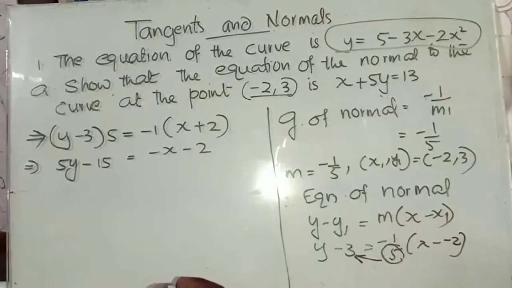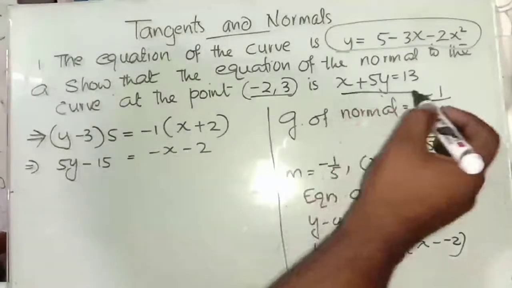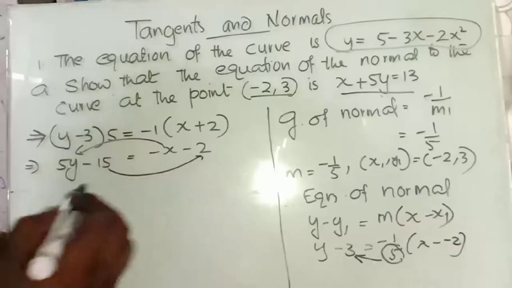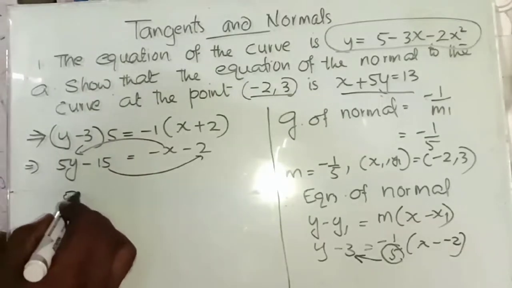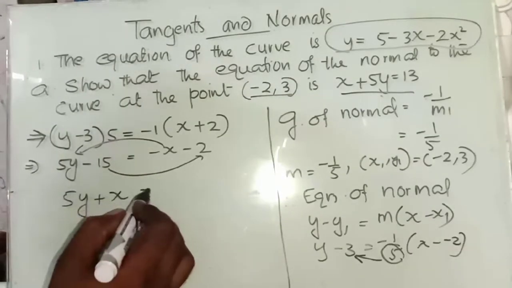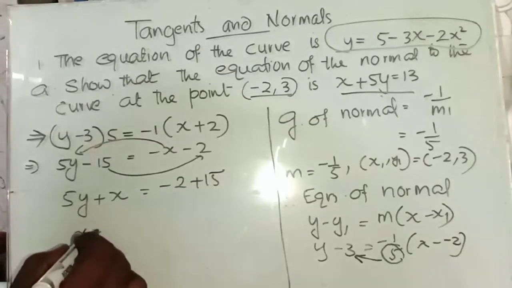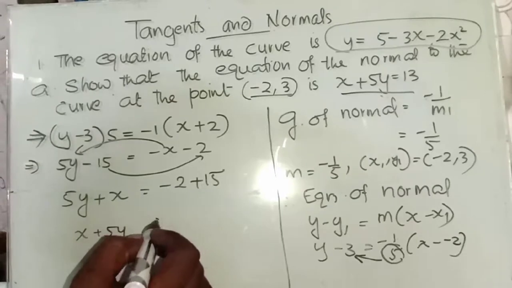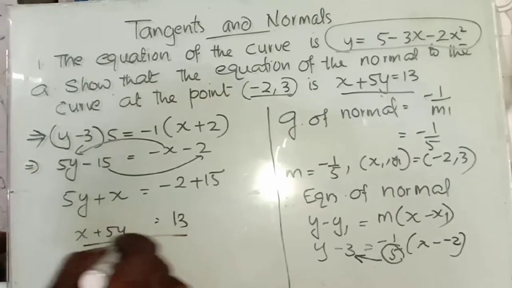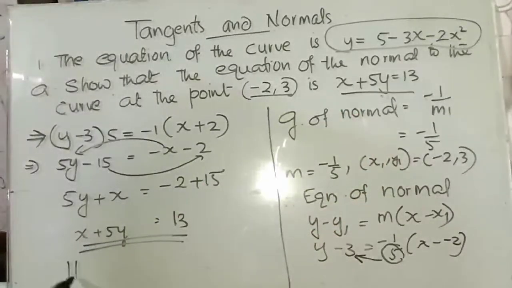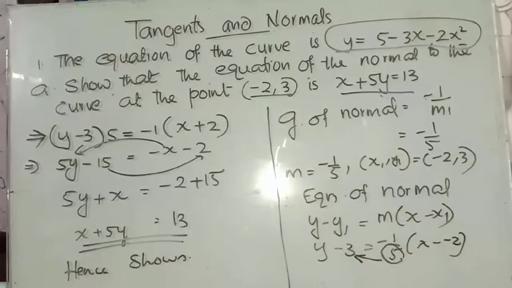Now we have to rearrange the terms as per our question. When you take this minus x here and minus 15 to the right side, we get 5y plus x is equal to minus 2 plus 15, or x plus 5y is equal to 13. Hence shown. This is the first part of the question.